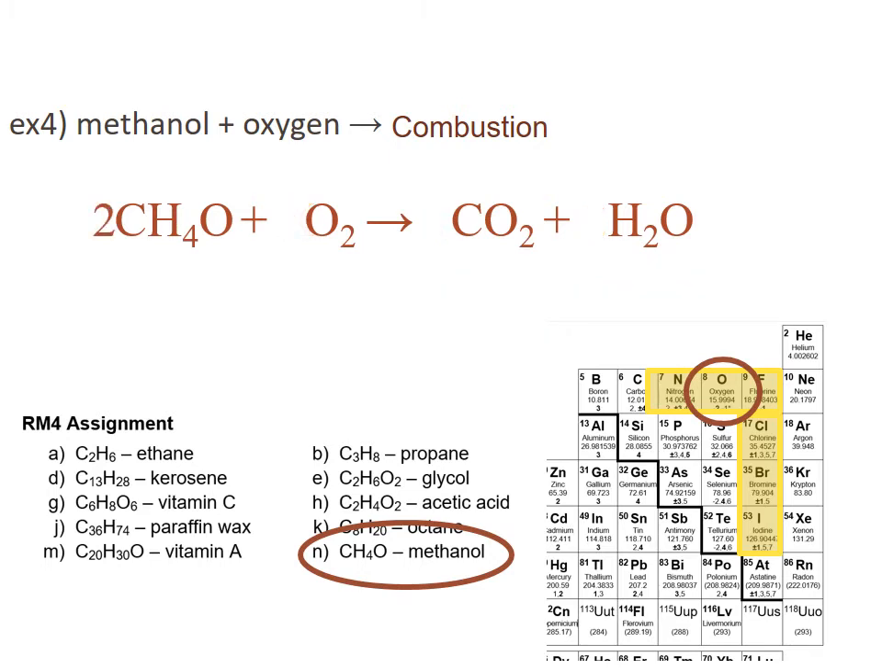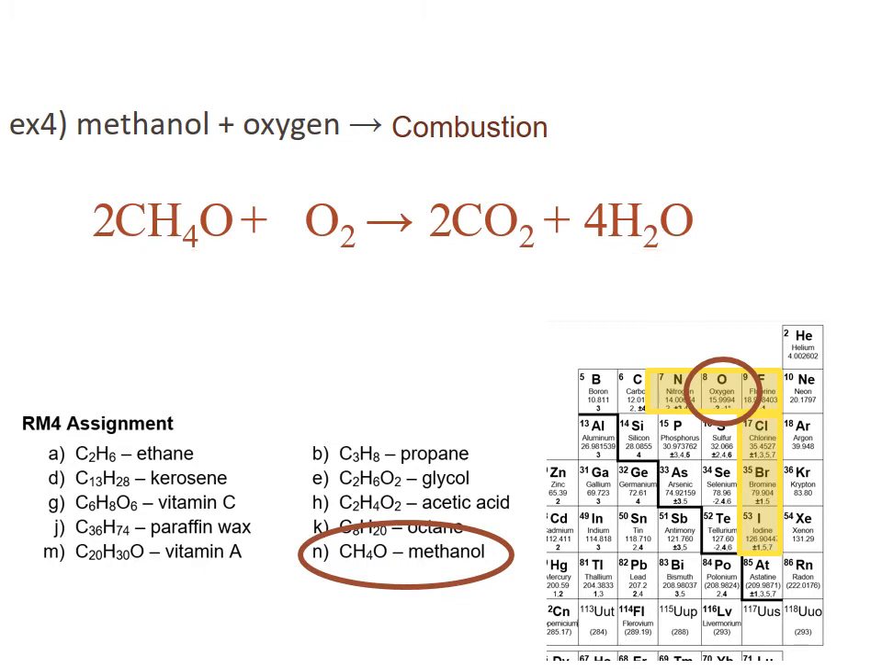I will put a 2 in front of the methanol, balance out carbon first. The 2 gives me 2 carbons. So that means I need 2 carbons on the product side. That means I will need 2 carbon dioxide molecules. Now I'll balance out hydrogen. Putting a 2 with the methanol gave me 8 hydrogen. So that means I need 8 hydrogen on the product side. So I will need 4 water molecules to get 8 hydrogens.